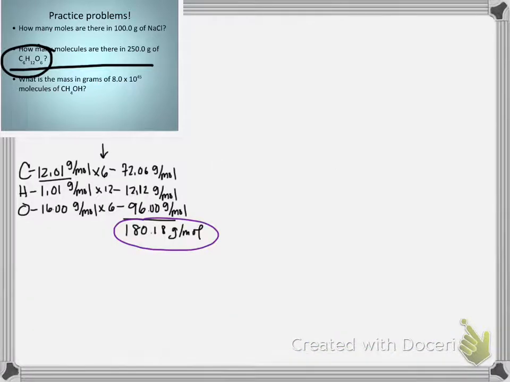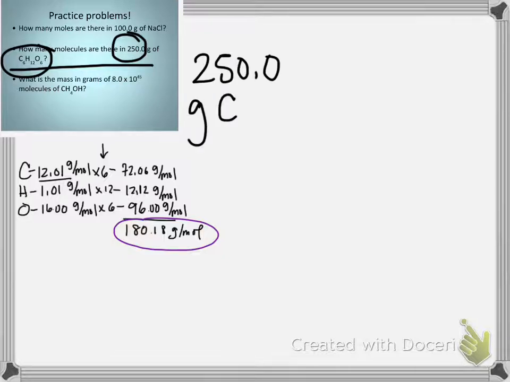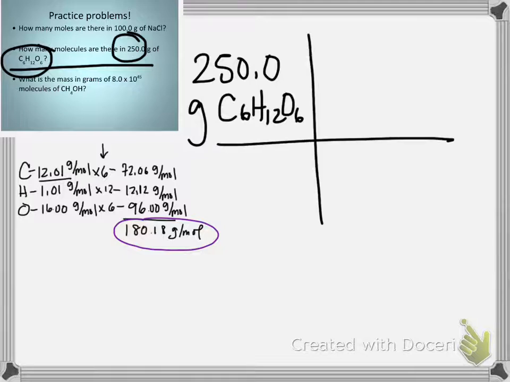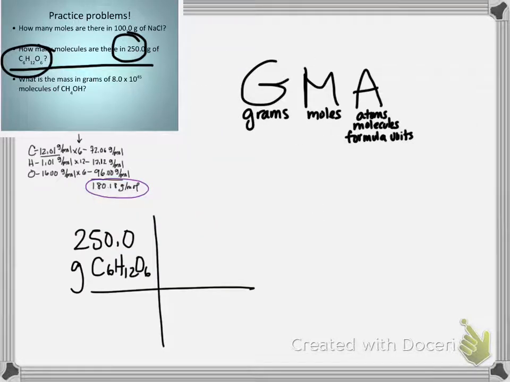When I'm setting up a factor label, I always start with my given, and in this case my given was 250.0 grams C6H12O6. And I want to know how many molecules there are there. I'm going to need more space. When I pull out my handy little GMA chart, what this tells me is that if I am going from grams to molecules, I'm going to have to do a 2-step factor label.